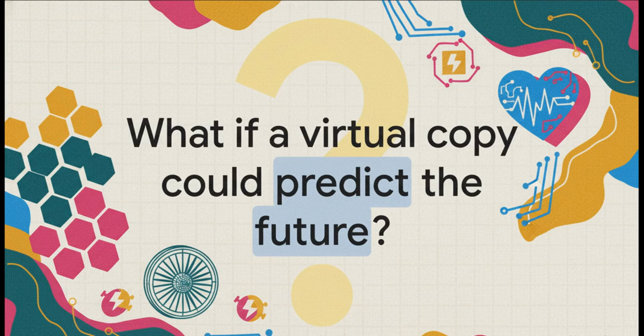Okay, just imagine this for a second. What if you could have a perfect virtual copy of, I don't know, a jet engine, a whole power grid, or even a human heart? And this copy is so alive with data, it could tell you not just what's happening right now, but what's about to happen next. I mean, that's the core promise we're going to unpack today.